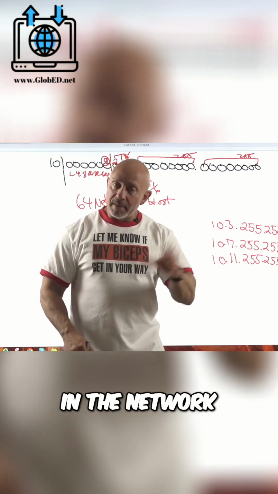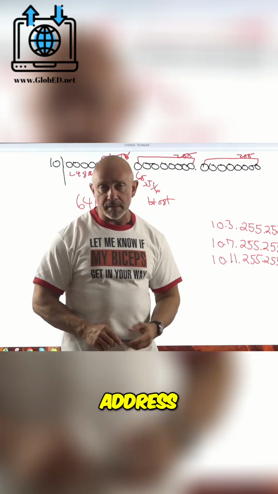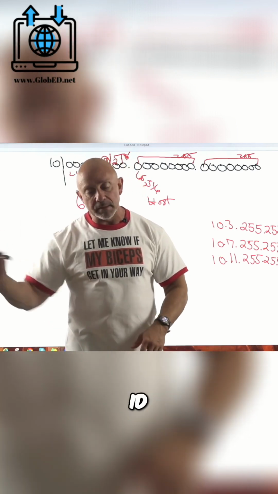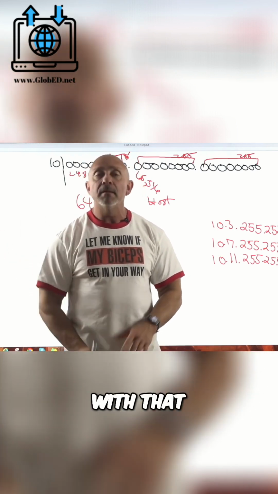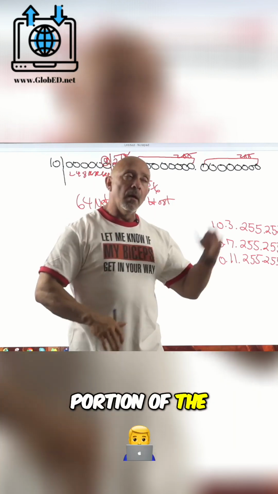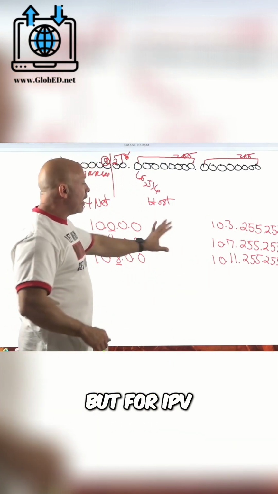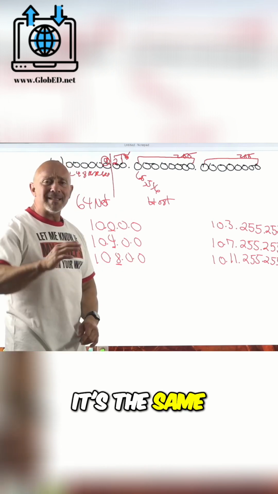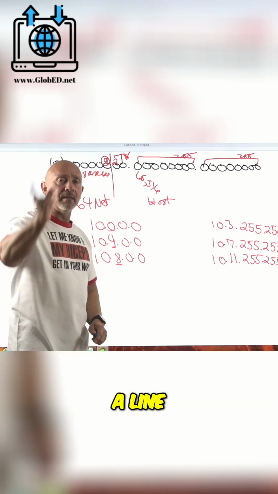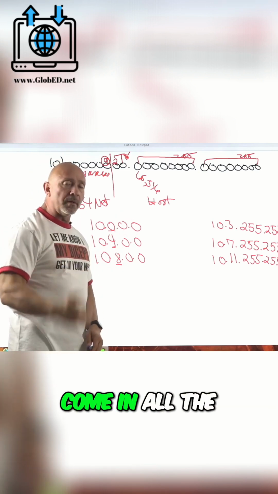And you only subnet in the network ID portion of the address, okay? You don't host ID, nothing. You do nothing with that. It's all on the subnet portion of the network side of the address. But for IPv4, this is it. It's the same concept. It's the line. Draw the line, find how you increment all the way down.